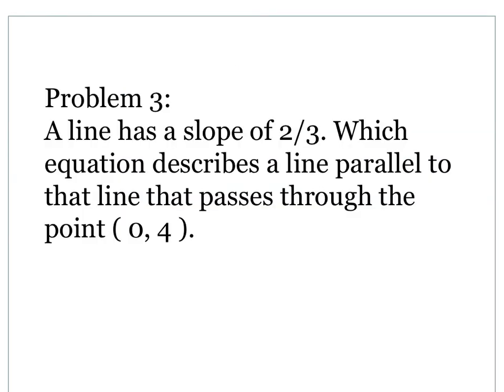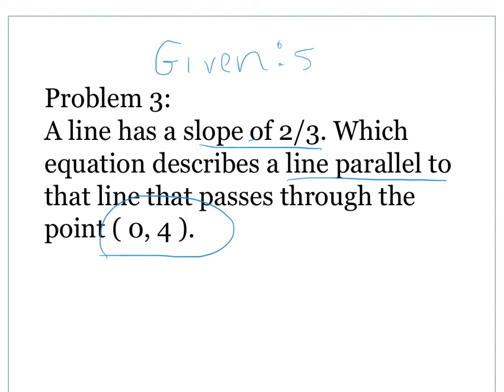Okay, another parallel question. A line has a slope of 2/3, and we want a line that's parallel to that line and passes through the point (0, 4). Okay, this is when, if you're given a slope and a point, you're going to use the point slope formula. So I'm going to write point slope.